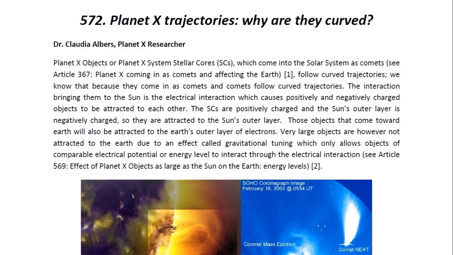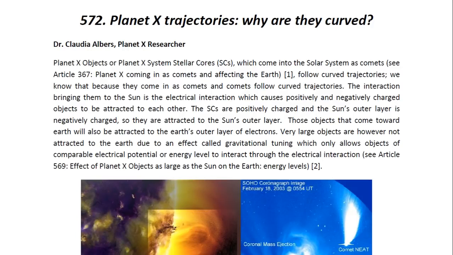The interaction bringing them to the Sun is the electrical interaction, which causes positively and negatively charged objects to be attracted to each other. The stellar cores are positively charged, and the Sun's outer layer is negatively charged. So they are attracted to the Sun's outer layer. Those objects that come toward Earth will also be attracted to the Earth's outer layer of electrons.